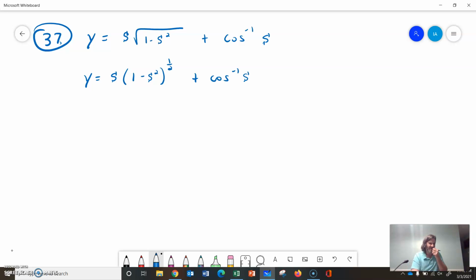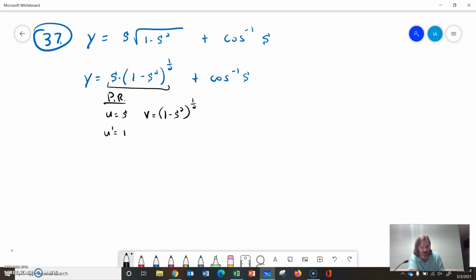So the main thing here is, even though we may not have done it in the last couple of minutes, there's a product rule in this first thing, a product rule and a chain rule. So let's first of all look at this thing out front and say we're going to do a product rule. In that case, the u will be s, the v will be 1 minus s squared to the 1/2. So u prime will be 1. V prime will require a chain rule.